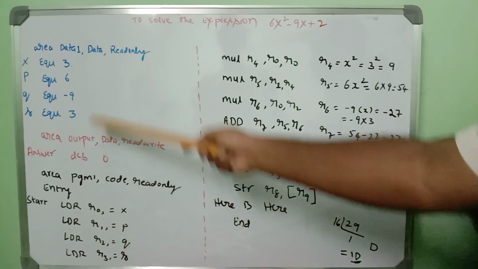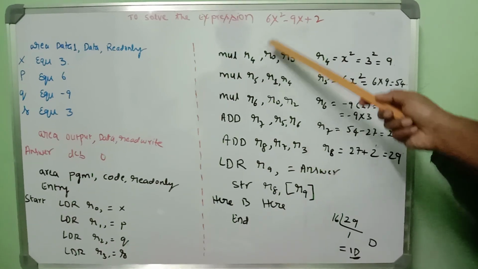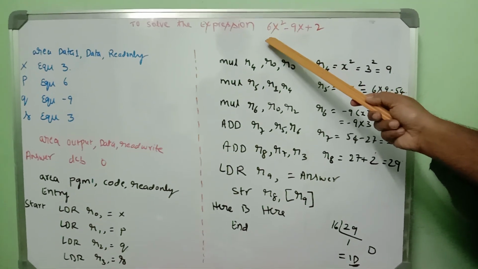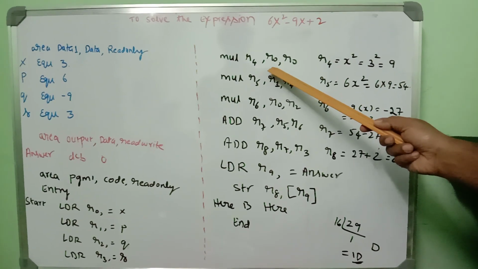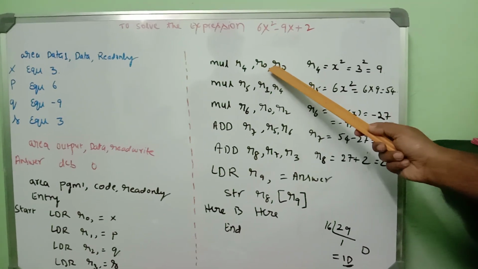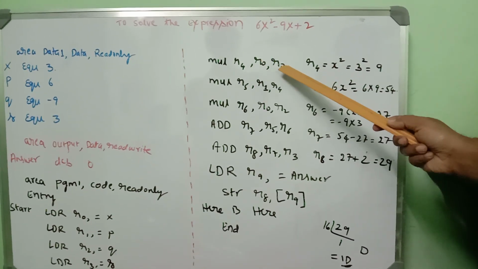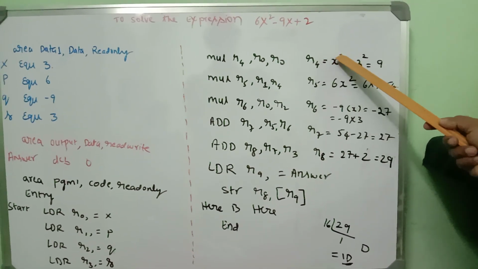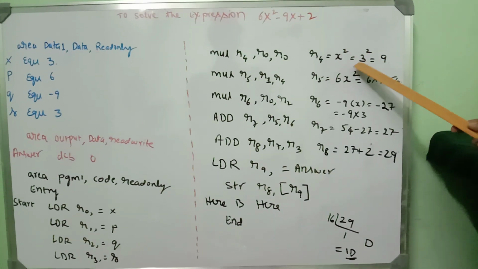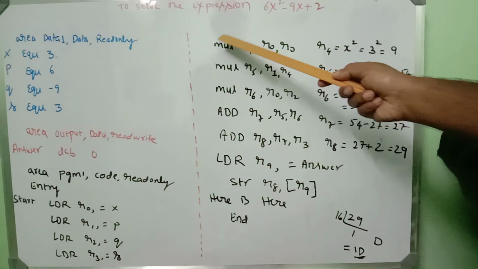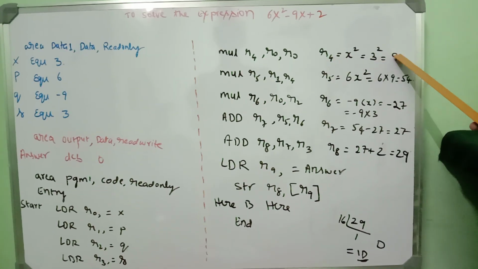So I have taken those numerical values to different registers. Now I have to start with X being multiplied with itself, X square. So R0 has got X. So R0 into R0 stored in R4. So R4 is equal to R0 into R0, meaning X into X, X square. I have taken the value of X as 3 here. So 3 square, 9. So out of the first instruction of multiplication, R4 gets 9.